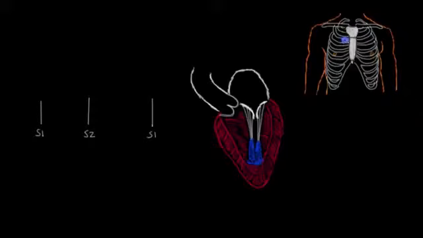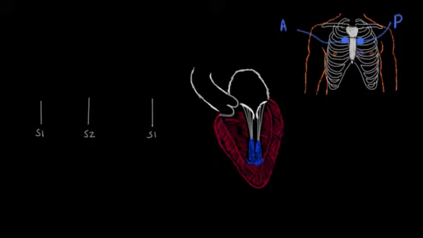You'll see I'm coloring this in. This is in the second space in between ribs, also known as the second intercostal space. And this is the aortic area. This is also called the right upper sternal border. On the other side, in the same intercostal space, or space in between ribs, we have the pulmonic area. And this is also called the left upper sternal border.